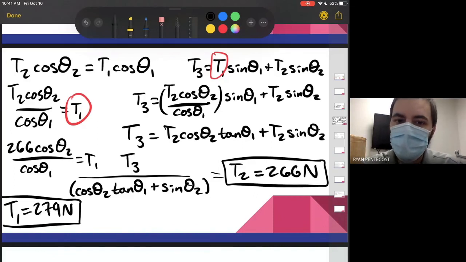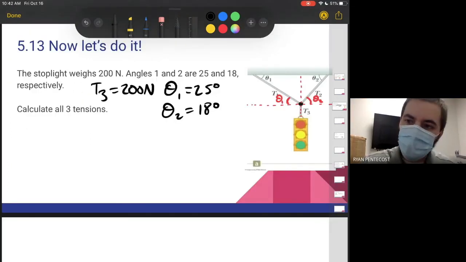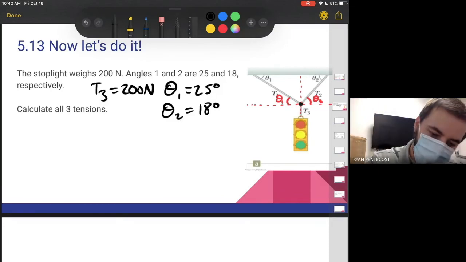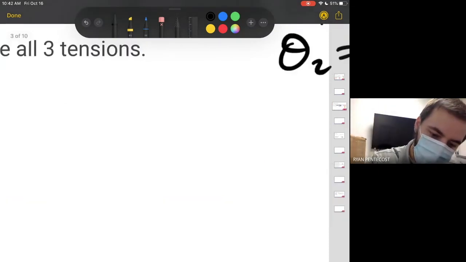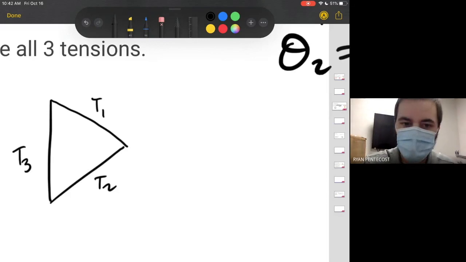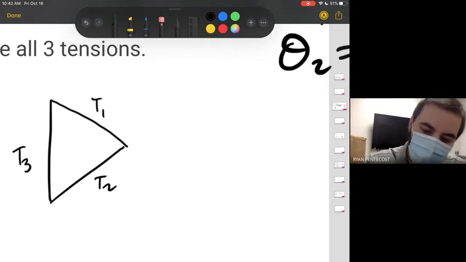Now let's show you the law of sines method of doing this problem. What we need to do is make our triangle. I'm going to zoom in so I can do this a little bit more exact. So we have our T3 completely vertical. T2 comes off in this direction, T1 in this direction. Now, if we look at the thetas that we were given.